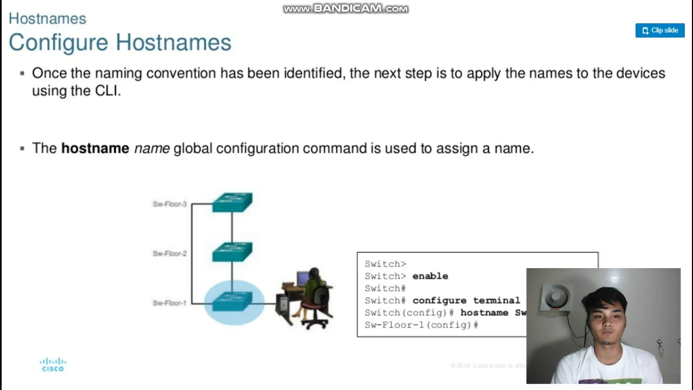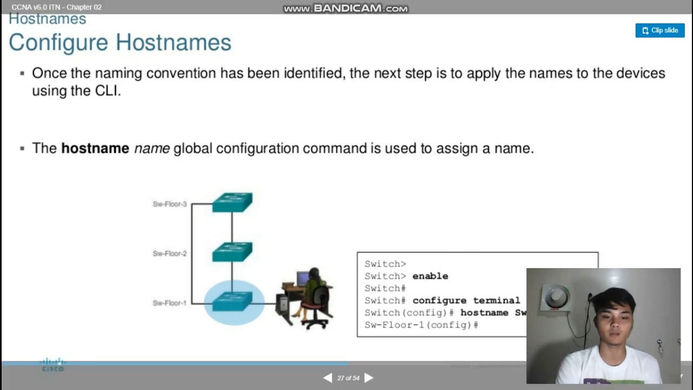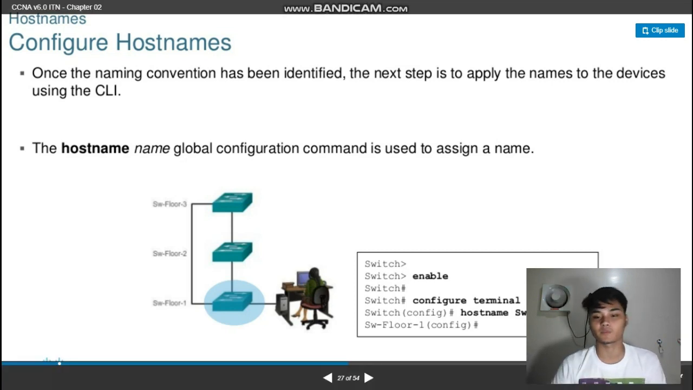So, configure hostname. As you can see, we have the configuration here. On the switch, you have to type enable, and then configure terminal. As you can see, we have the host name SW floor 1. So here it is. Let's proceed.